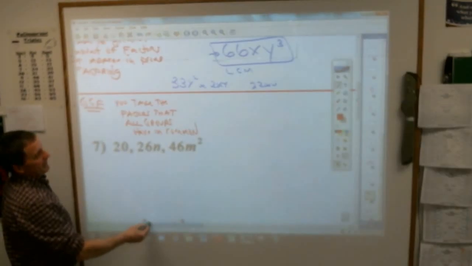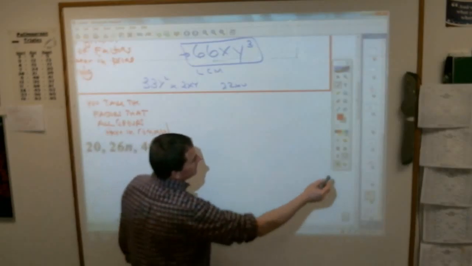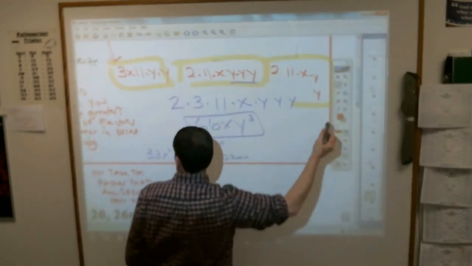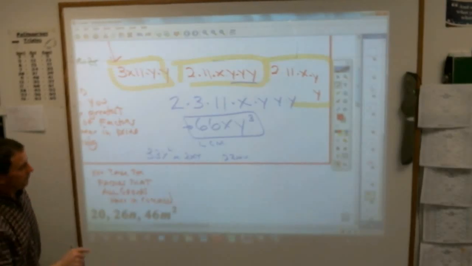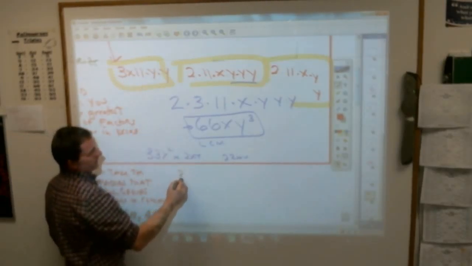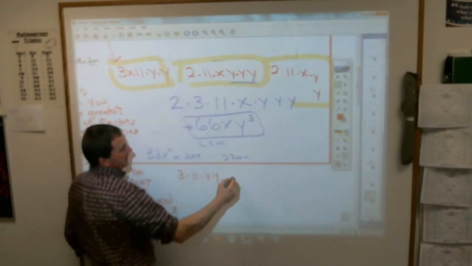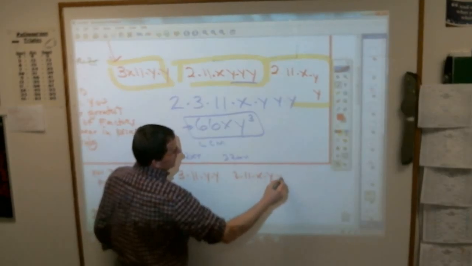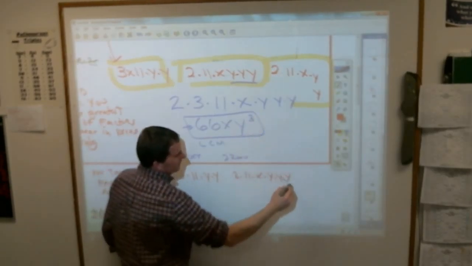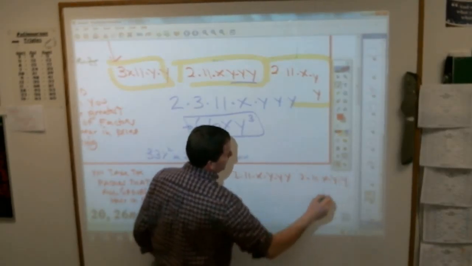I'm going to rewrite my factors down again. What were they? Somebody going to help me out here? Wait, is the first rule to prime factorize for greatest? Yes. You prime factorize in both of these. So here were my factors. I had 3 times 11 times y times y. I had 2 times 11 times x times y times y times y. And I had 2 times 11 times x times y times y.